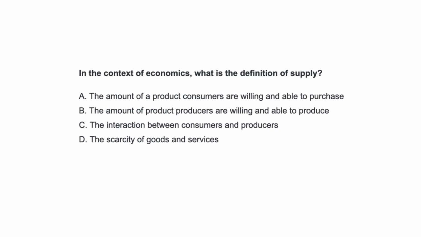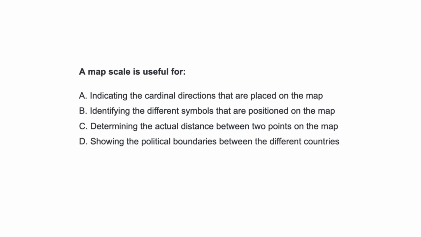In the context of economics, what is the definition of supply? Correct response, letter B. The amount of product producers are willing and able to produce. A map scale is useful for. Correct response is letter C, determining the actual distance between 2 points on the map.